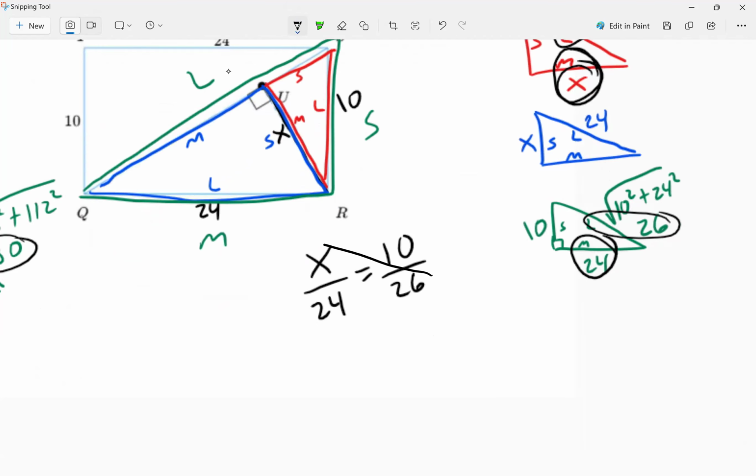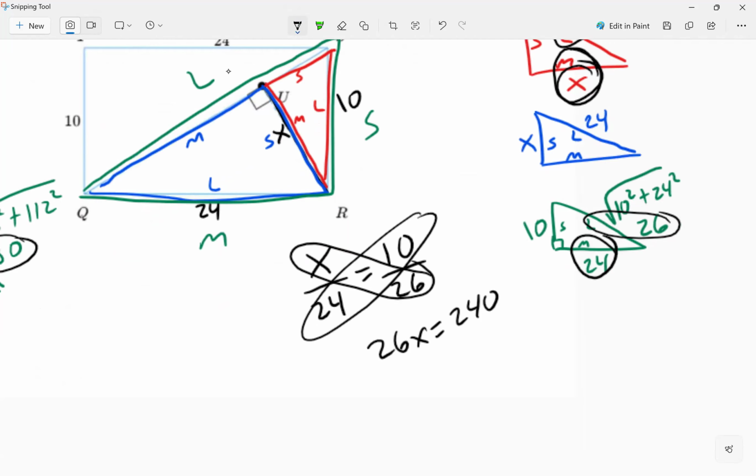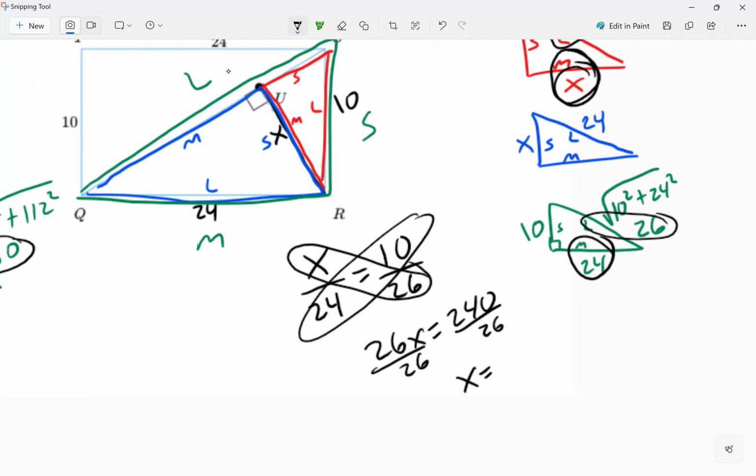We cross multiplied. 26 times X is 26X. 24 times 10 is 240. Let me divide both sides by 26. I'm just going to go 240 divided by 26, rounded to two decimal places. I'm going to call this 9.23. Cool. Not bad.